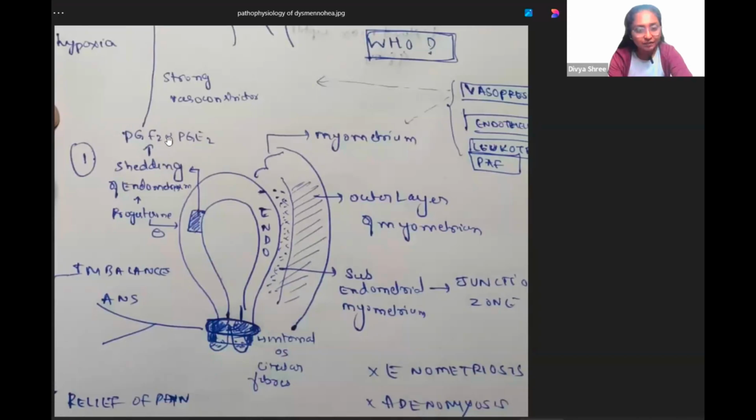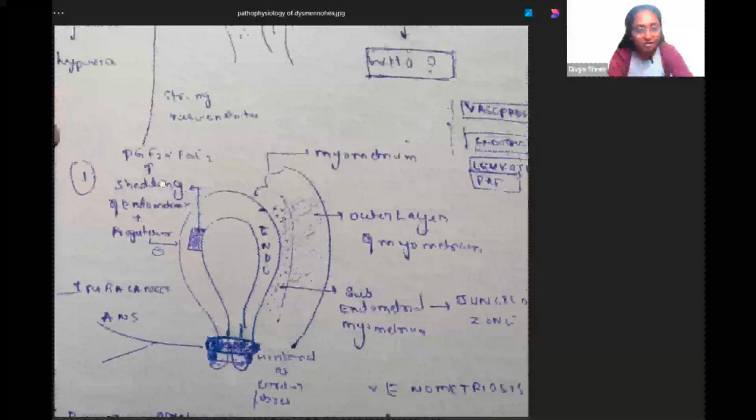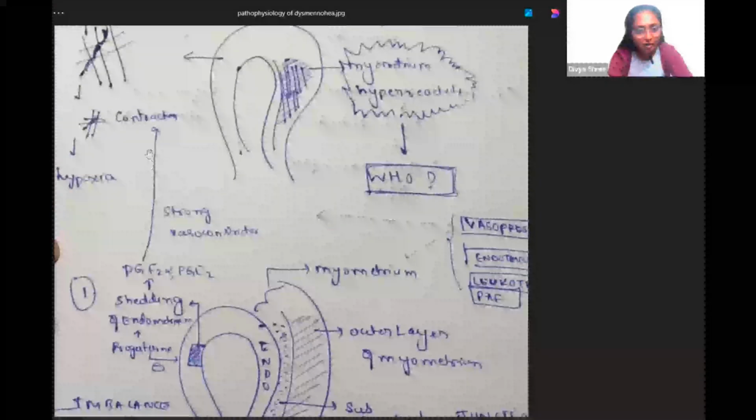Among these, prostaglandin F2 alpha is a strong vasoconstrictor. It goes to the uterine musculature and causes strong contraction, which leads to myometrial hypoxia and causes myometrial angina, and thus pain during the menstrual cycle. So here is the pathophysiology of dysmenorrhea. Further, we will understand the clinical features and treatment of dysmenorrhea.